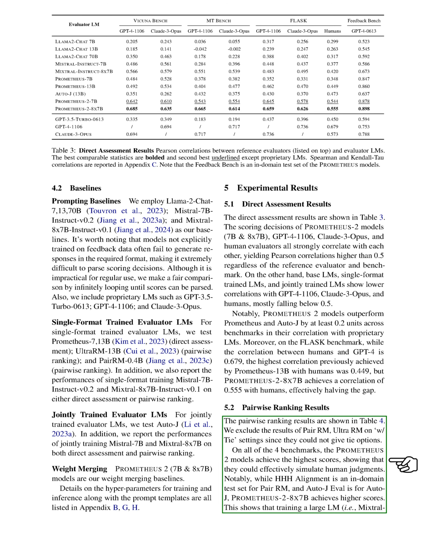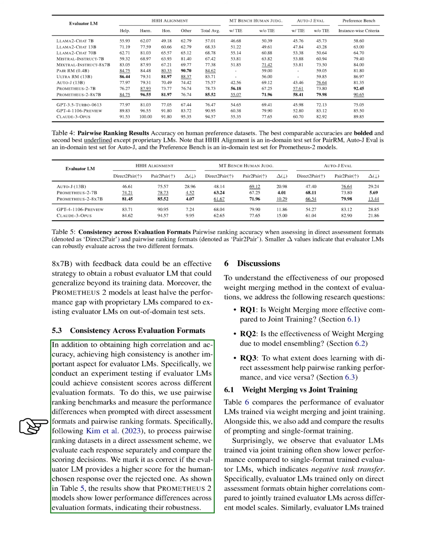Training a large LM like Mixtral 8x7B with feedback data proves to be a successful strategy in obtaining a robust evaluator LM that can generalize beyond its training data. Additionally, Prometheus 2 models significantly reduce the performance gap with proprietary LMs on out-of-domain test sets. Consistency across evaluation formats is crucial for evaluator LMs. Our experiment shows that Prometheus 2 models demonstrate lower performance differences across evaluation formats, highlighting their robustness.